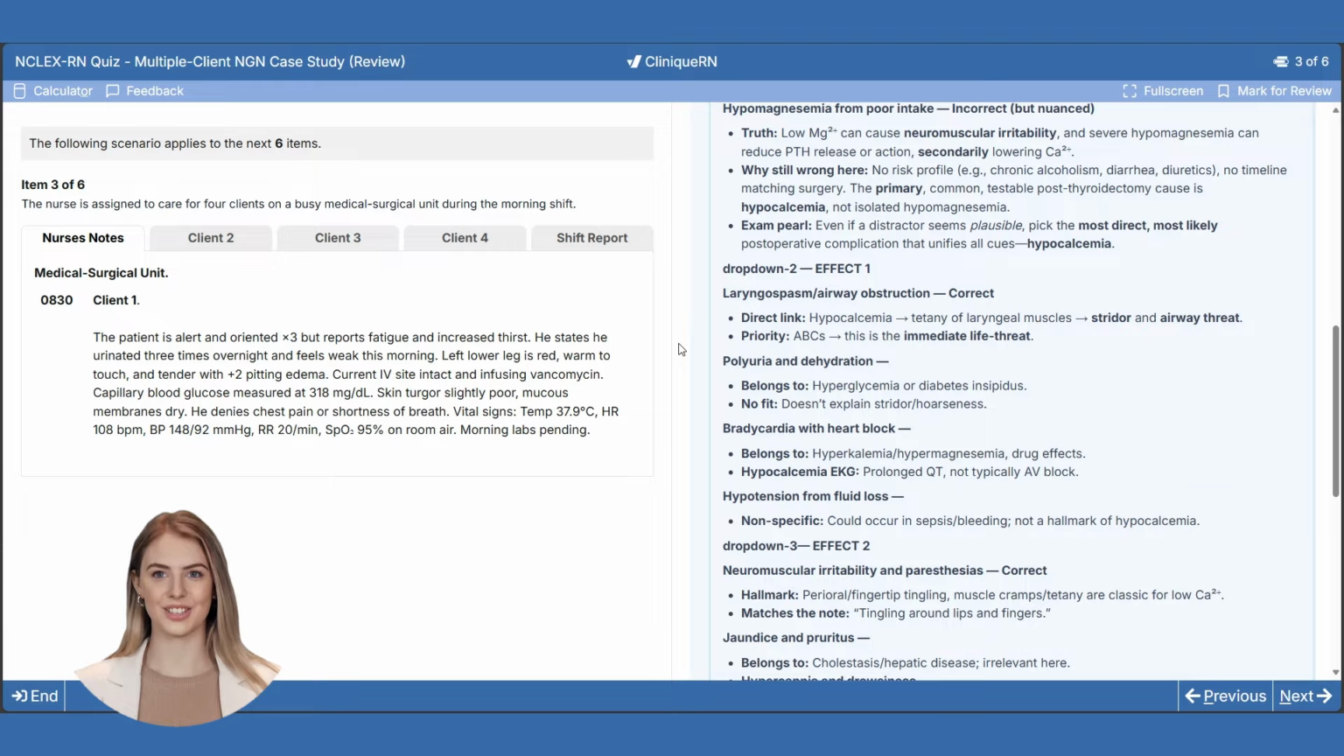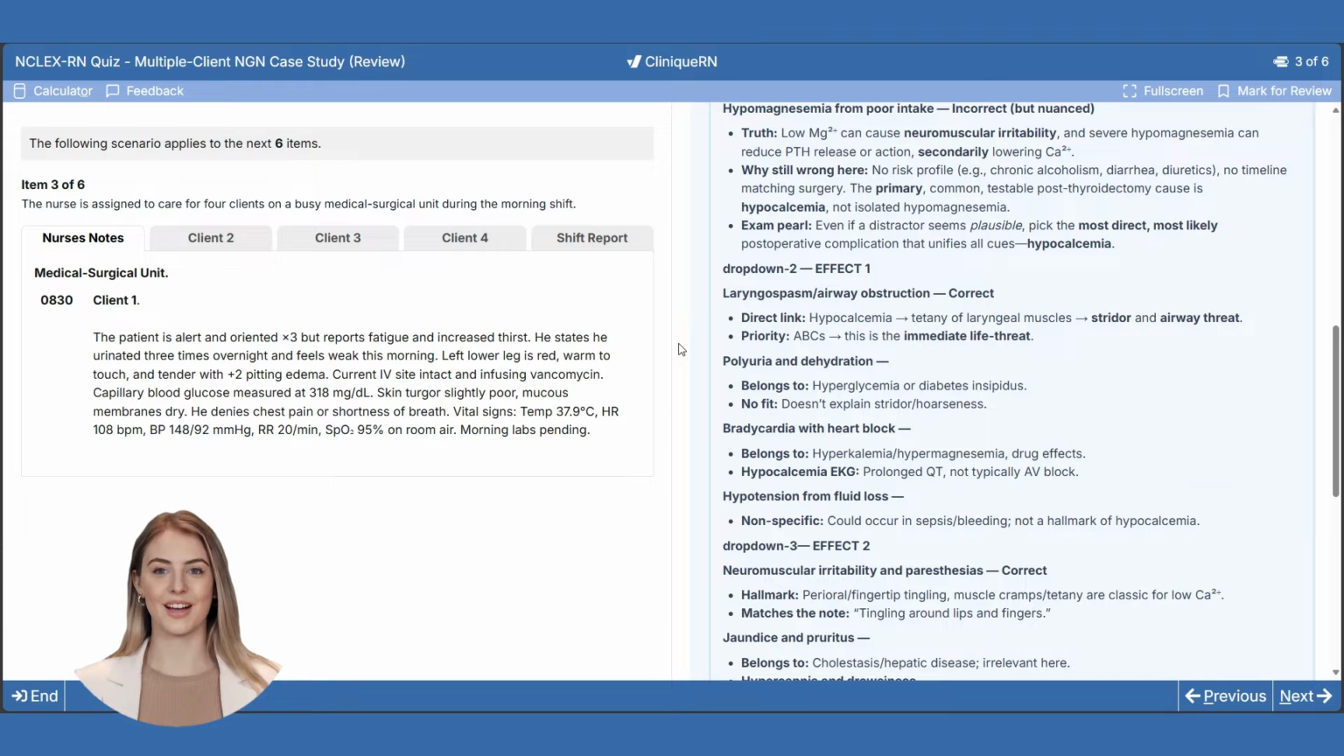Polyuria and dehydration belong to hyperglycemia or diabetes insipidus. No fit, since it doesn't explain stridor or hoarseness. Bradycardia with heart block belongs to hyperkalemia, hypermagnesemia, or drug effects. Hypocalcemia on EKG shows prolonged QT, not typically AV block. Hypotension from fluid loss is nonspecific. It could occur in sepsis or bleeding, but it's not a hallmark of hypocalcemia.